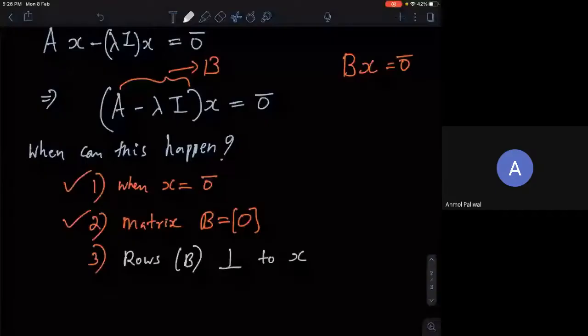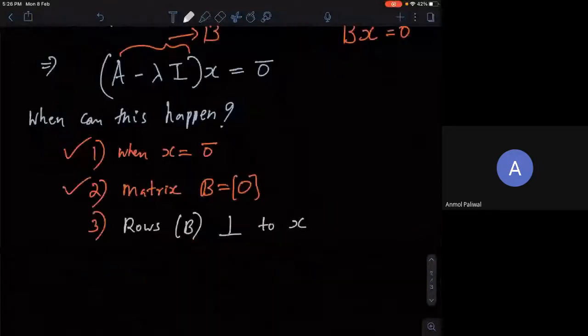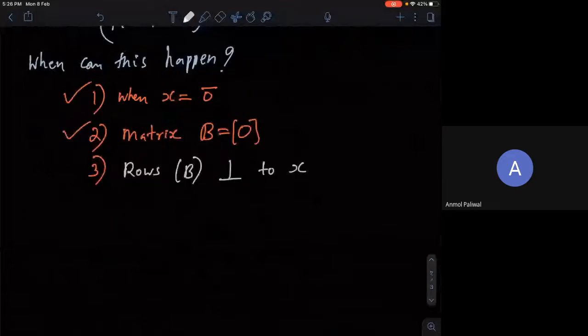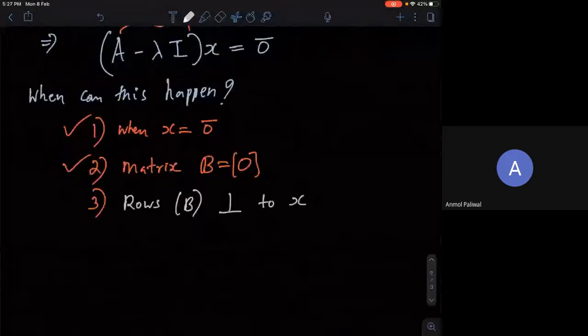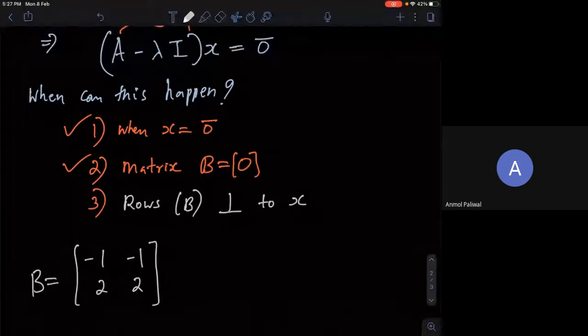Let's see. My suggestion is let's look at an example, and from there you should tell me when this is possible. So I'm going to give you a matrix like this. This is my matrix B. Does there exist an x such that Bx gives me 0?